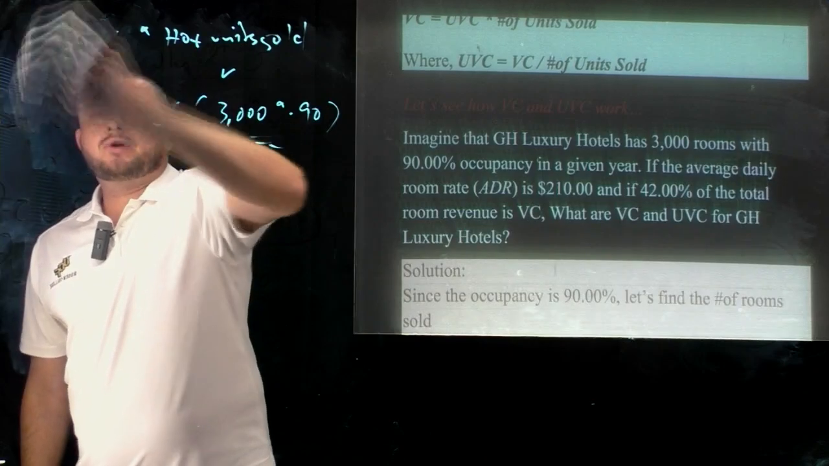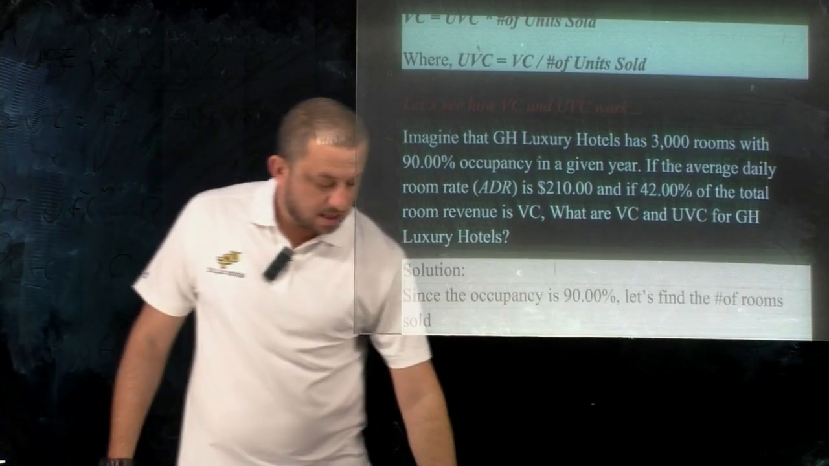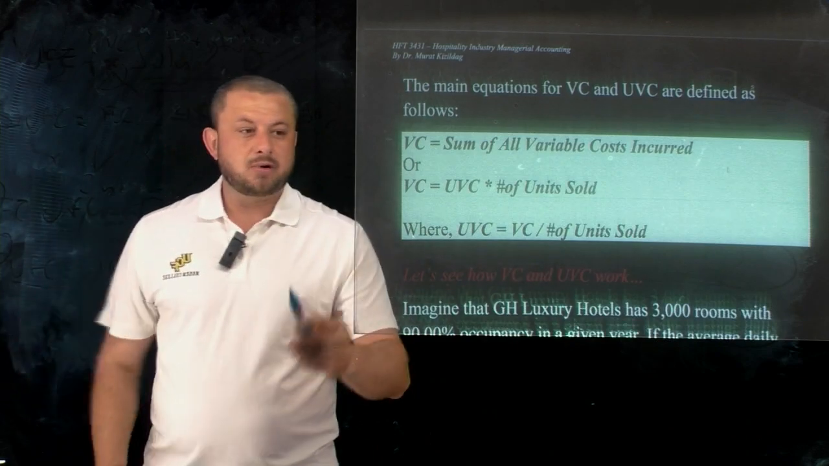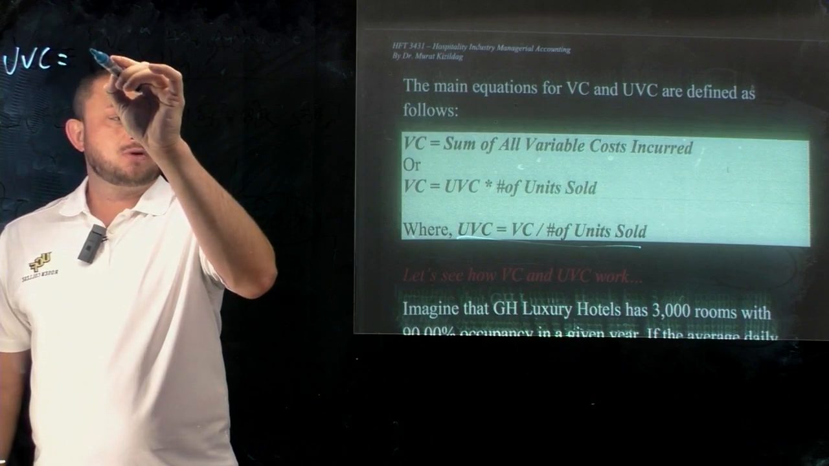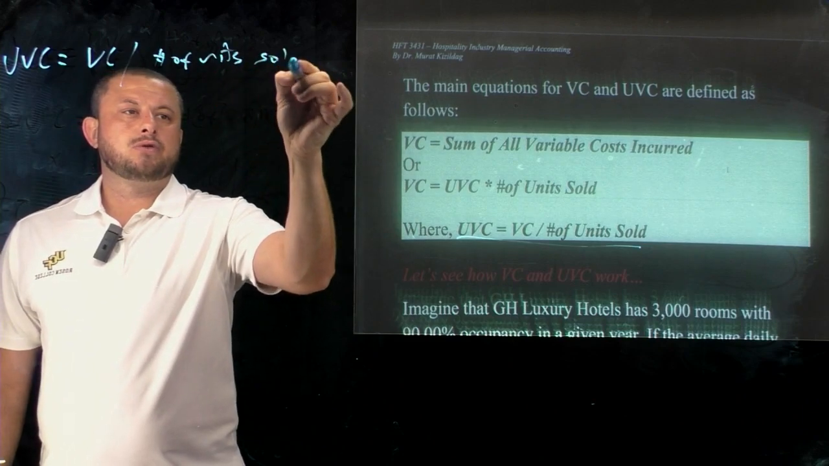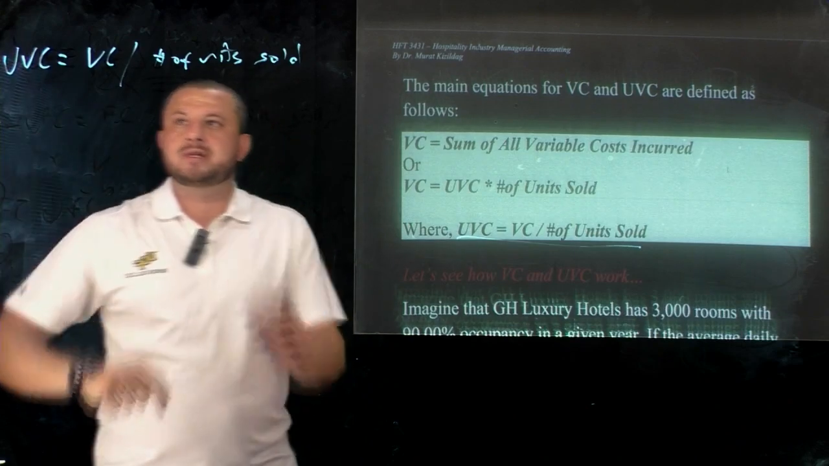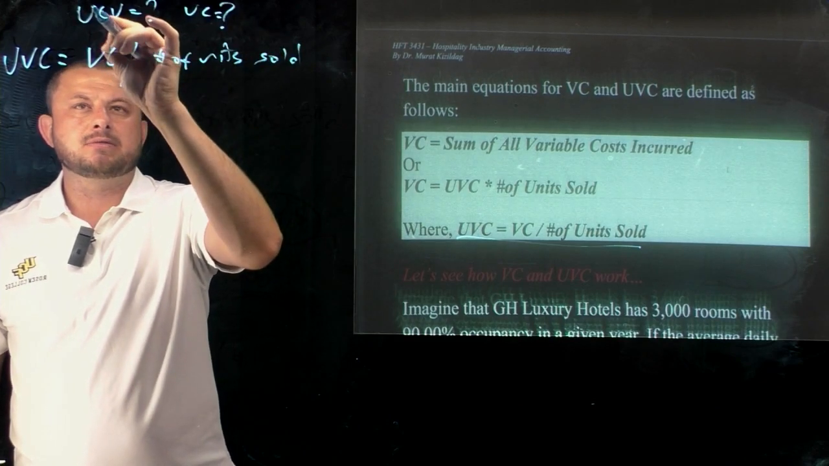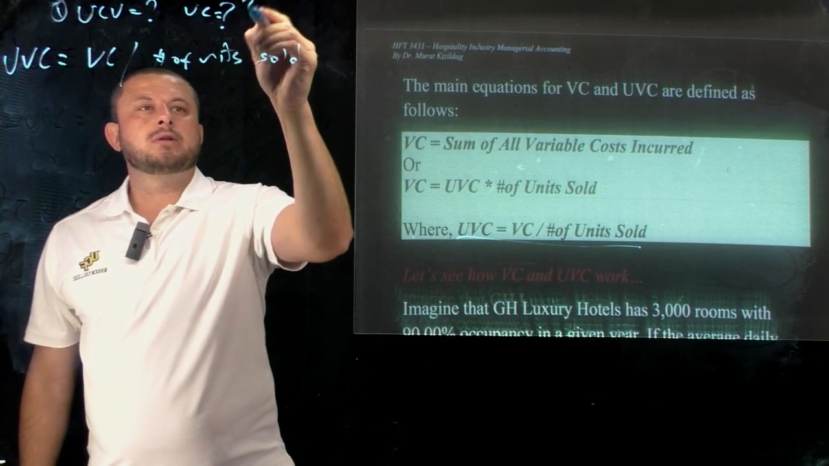So I have two questions. I have to find VC and UVC separately for GH hotel. But if I start by solving for VC, it doesn't work. Well, I know that UVC is equal to VC over number of units sold. Let me see if this equation works. So I can take it from there. I can find both VC and UVC. That's what I'm doing: UVC equals question mark, VC equals question mark. I'm solving for these two different questions, question number one and question number two.